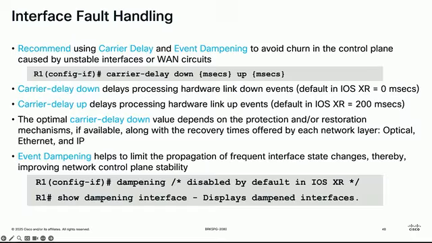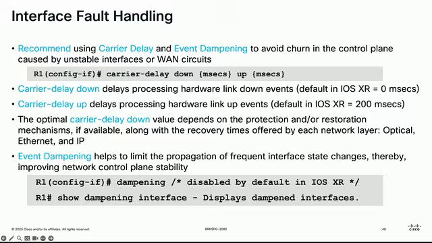What it means is, even if at layer 1 level the interface has come up, IOS XR is going to wait for an additional 200 milliseconds to ensure that the interface is fully up, there are no flaps during that duration, before it brings it up and lets the upper layer protocol know about it, be it IGP or BGP. Carrier delay down, on the other hand, by default, IOS XR has a value of 0, which means as soon as layer 1 goes down, IOS XR will bring that interface down.